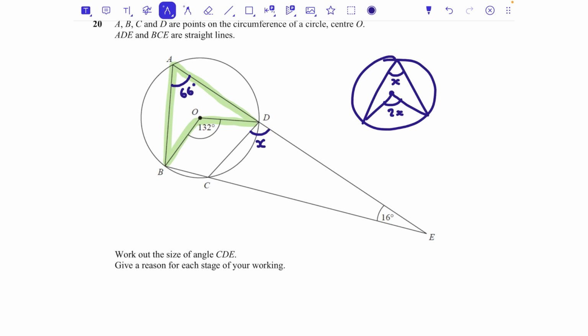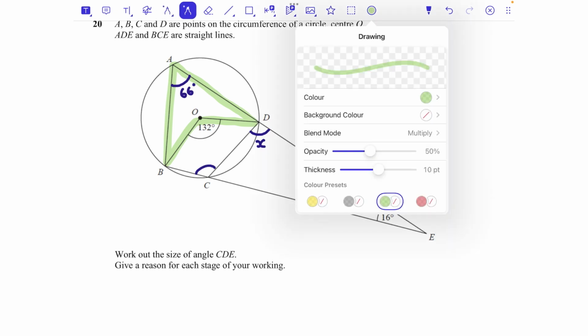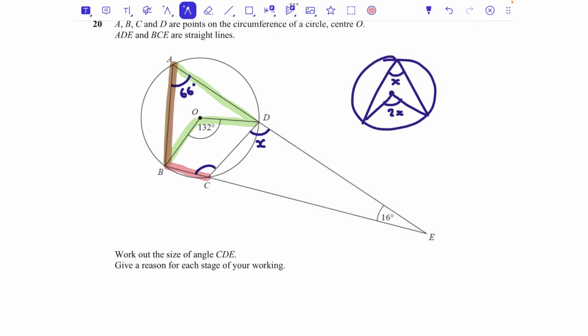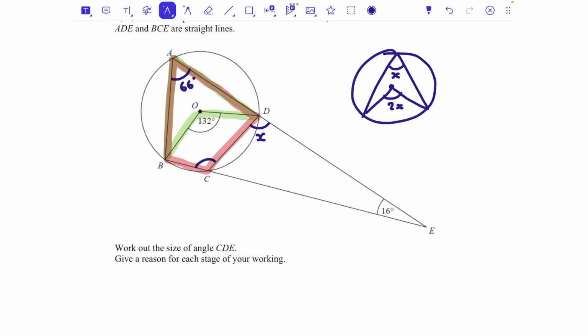Now, if we've got that one, we can then have a look at this one, because opposite angles in a cyclic quadrilateral, which is when all 4 corners are touching the edge, let's have a look at that. If I do it in red, a cyclic quadrilateral has to have all 4 corners of the quadrilateral touching the edge of the circle, and the opposite angles will always add up to make 180. So opposite angles adding to 180, take away 66, that is going to be 114. So there we go, we've now got that one.